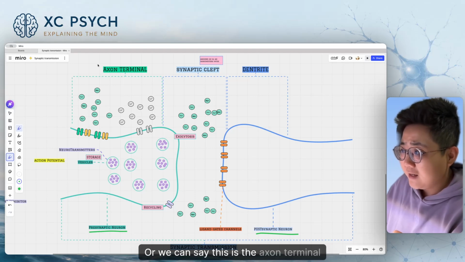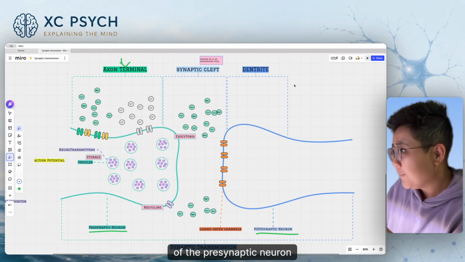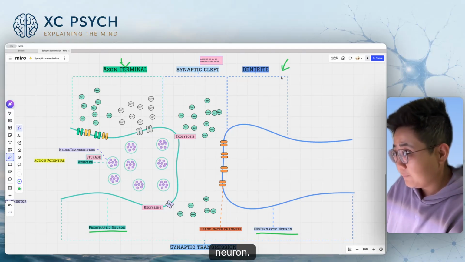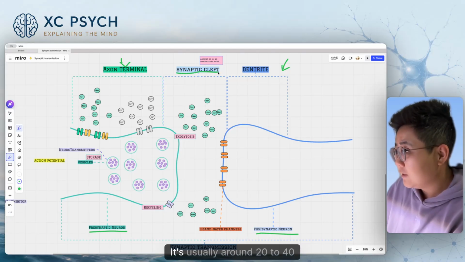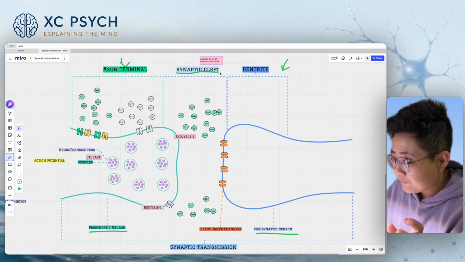Okay, now here we have the presynaptic neuron and the postsynaptic neuron. Or we can say this is the axon terminal of the presynaptic neuron, and this is the dendrite of the postsynaptic neuron. And in between is what we call the synaptic cleft. It's usually around 20 to 40 nanometers wide.